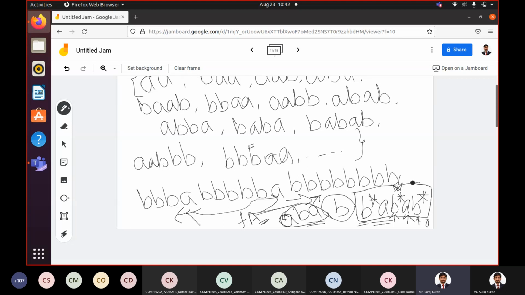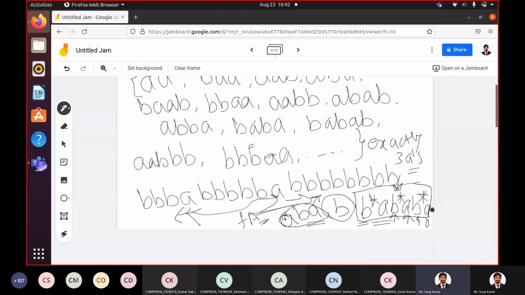Regular expression for given language: B star A, B star A, B star. B can be repeated any number of times, and it can be at any location before A, after second A, or in between these two A. If I say exactly 3A, 3 A's, then add one more A, and after that again B star.